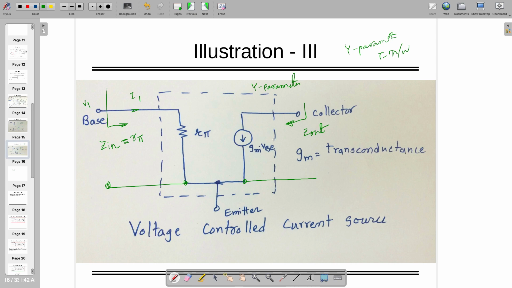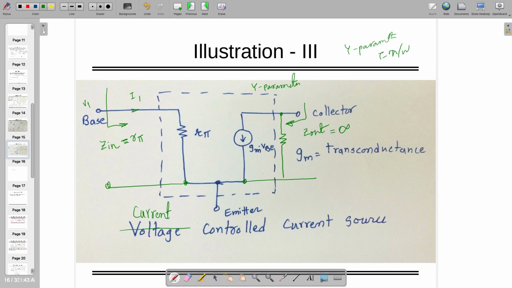What are you going to see at the output side? Infinity, very good. Right? Output is infinity, input is some finite value of R pi. So, this kind of structure is, I made a mistake here. It has to be corrected. Because input is low, output is infinite, right? So it's a current controlled current source, right? Okay, but in reality, this is not going to happen.